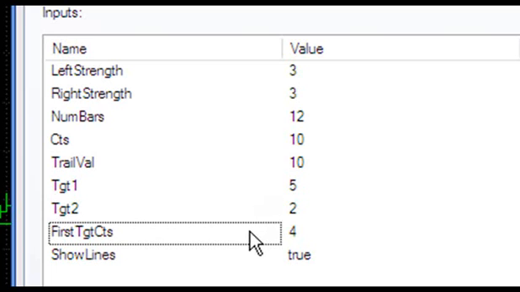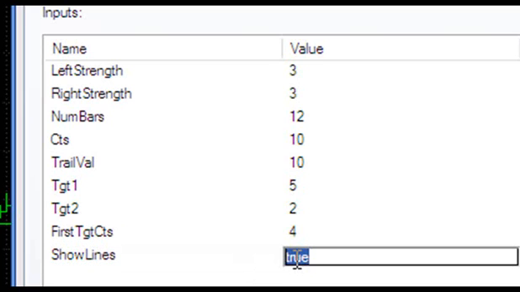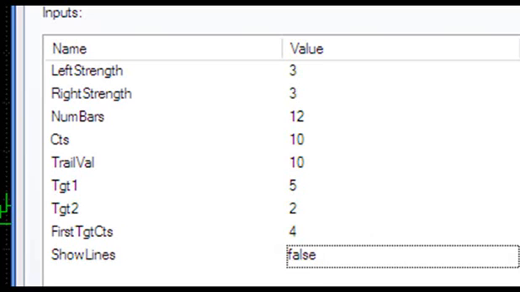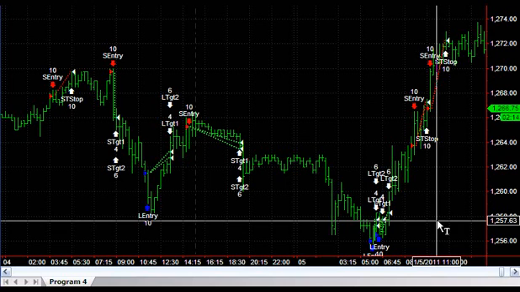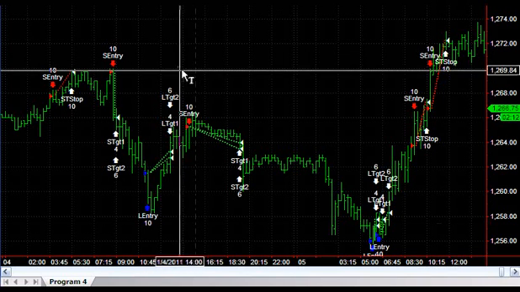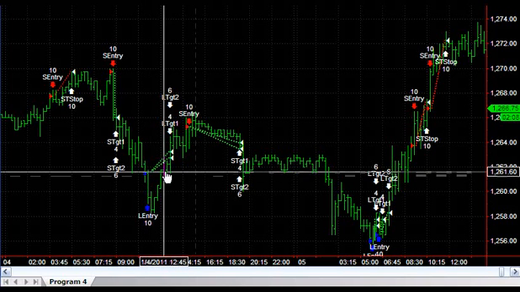Then first target contracts is the number of contracts we sell at the first target. Of course, the rest we would sell at the second target. And then show lines determines whether we show the trailing stop lines or not. So if I just change that to false and say OK and go back to the chart, you'll see that we can no longer see those trailing stop lines, and we can no longer see the line that shows us the pivot level.